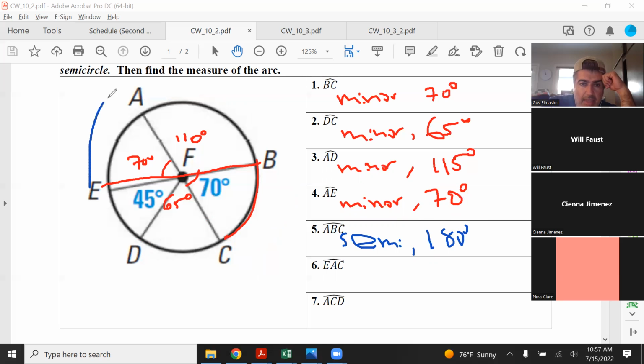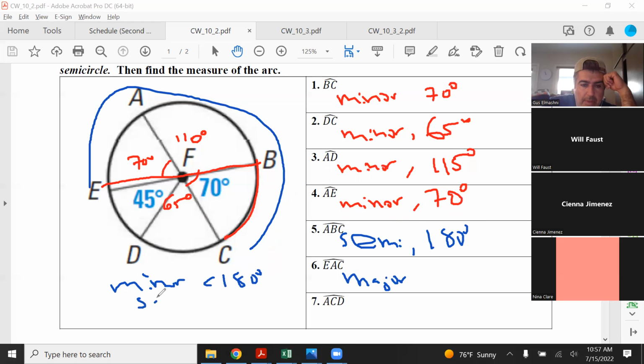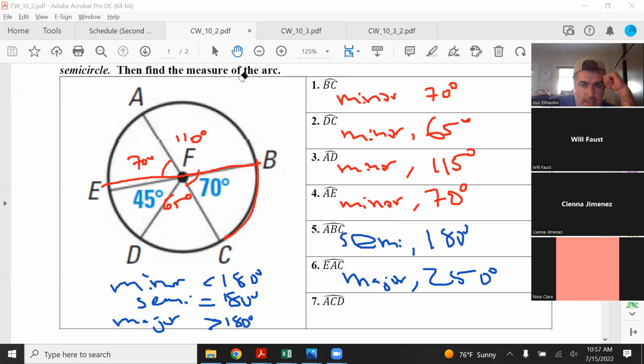EAC, so it's all that. That's going to be 250 degrees, and that's a major arc. So minor is always less than 180. Semi is 180, as I mentioned earlier. And major is more than 180. And that's going to be 250 degrees. And then finally for ACD, all the way like that, that's going to be 245 degrees.